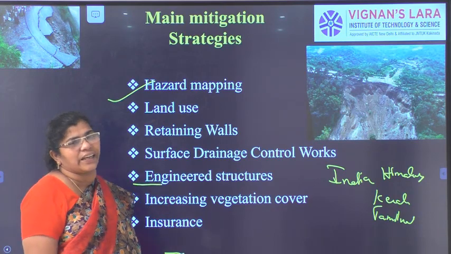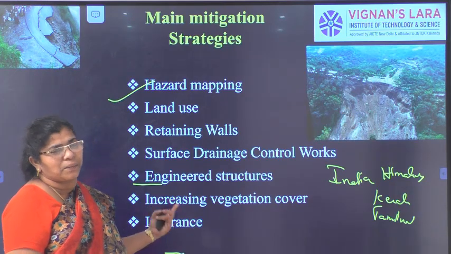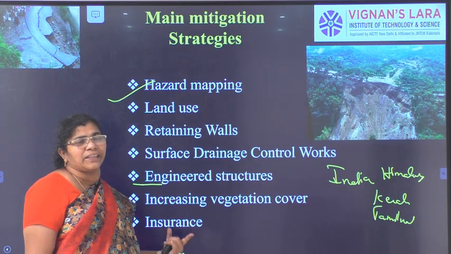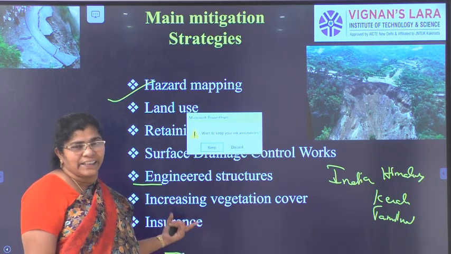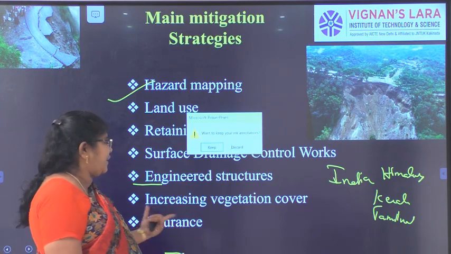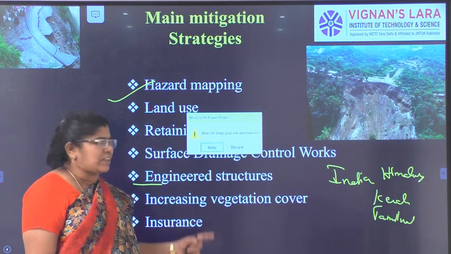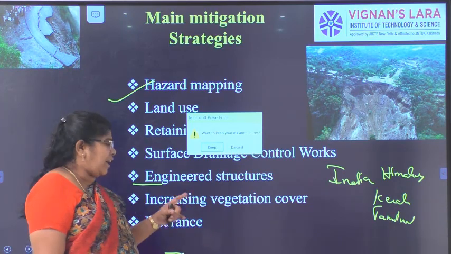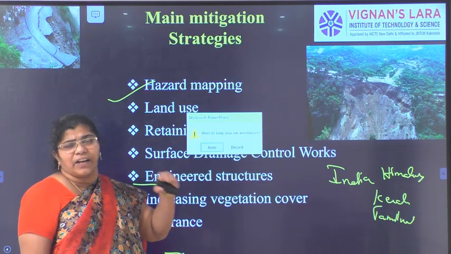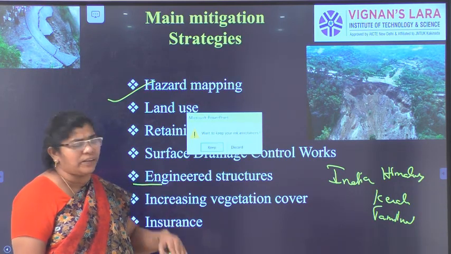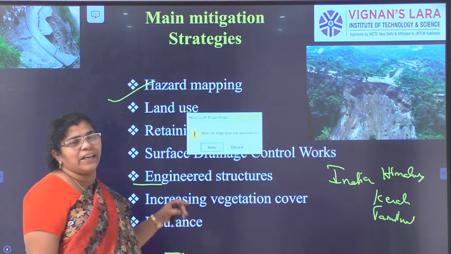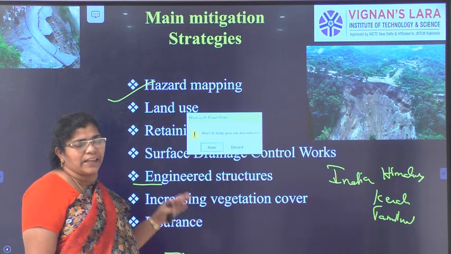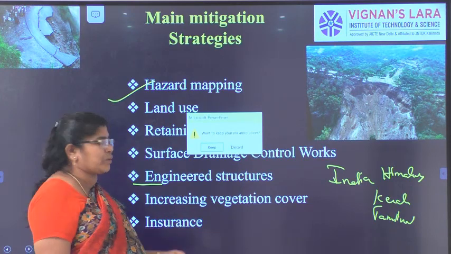The engineered structures. The engineered structures are dams, bridges, mostly dams. If I am going to construct a dam, I should make sure that there is no landslide in that area. And increasing vegetation cover is one of the things that we can do to safeguard and minimize the erosion, by which I can increase the mitigation of the landslide. I can prevent the landslide. And the insurance.